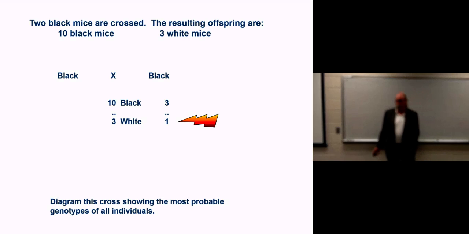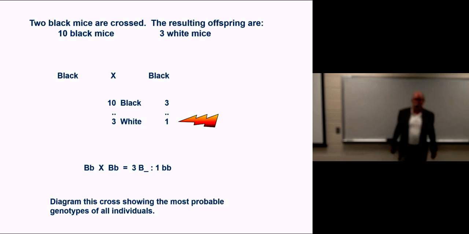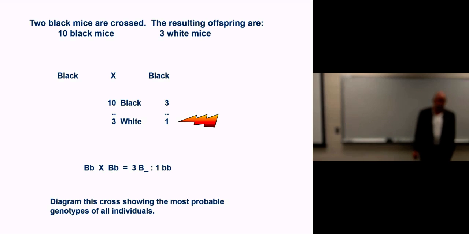Why? Because it says I've got 4 parts, 3 and 1. The only one of these crosses that gives me 4 parts is a het times het cross. Big A little a times big A little a, or in our case, we're using B's. That's got to be the cross, right? That tells me what the parents are. These black parents have to be heterozygous each. They each have to be a heterozygote, okay?